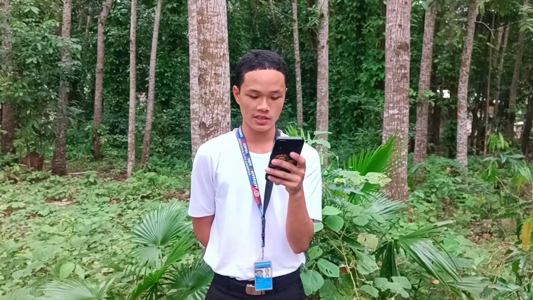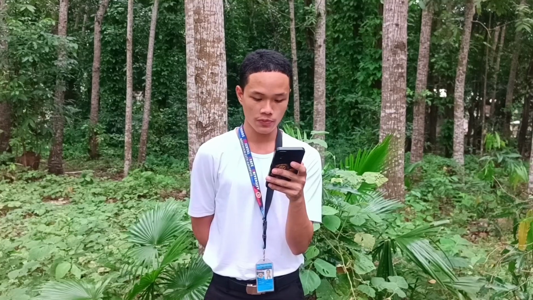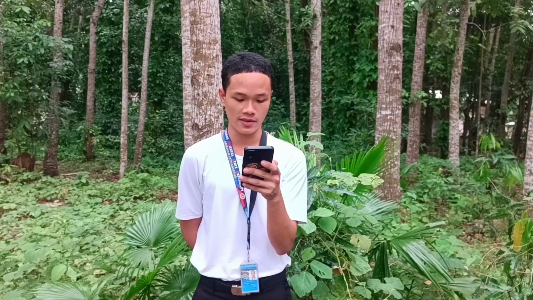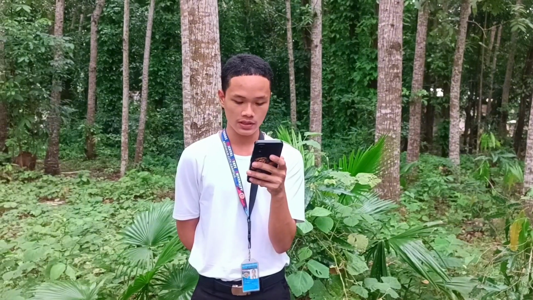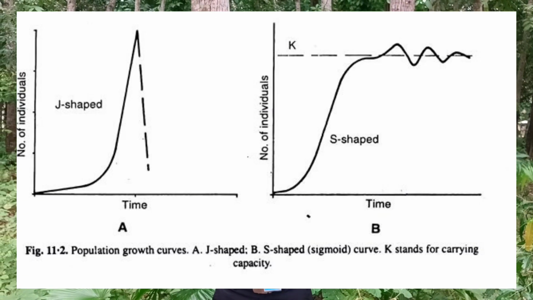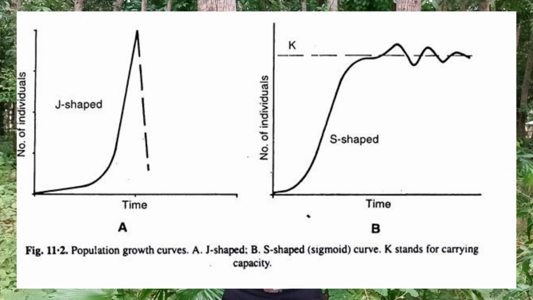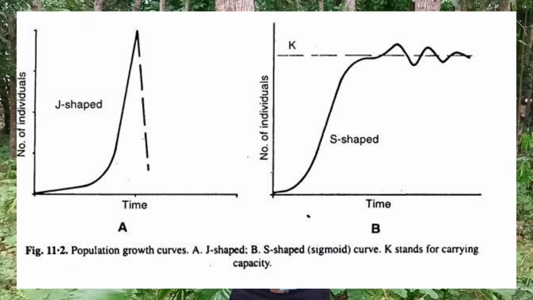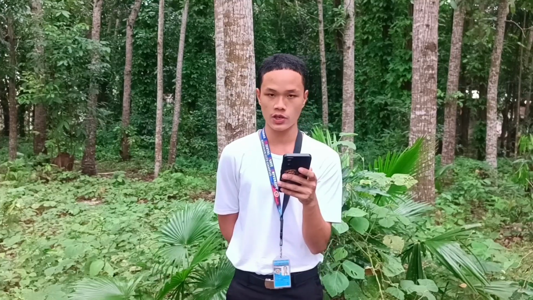Environmental resistance refers to factors that limit population growth and largely determine an area's carrying capacity. Carrying capacity is the maximum population of a given species that a particular habitat can sustain indefinitely. Exponential growth is growth at a fixed percentage per year, and it refers to the J-curves. Logistic growth is when populations face environmental resistance, and it refers to the S-curves.